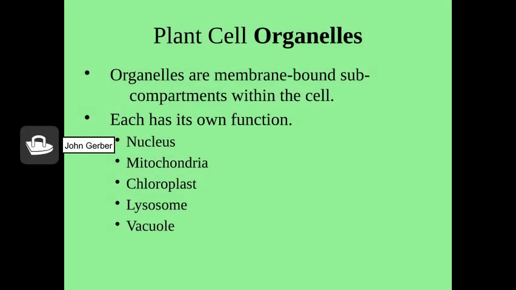There are actually quite a few plant cell organelles. The ones we're going to look at in this class are the nucleus, the mitochondria, the chloroplast, the lysosome, and the vacuole. Each has a particular function, which we'll learn about.